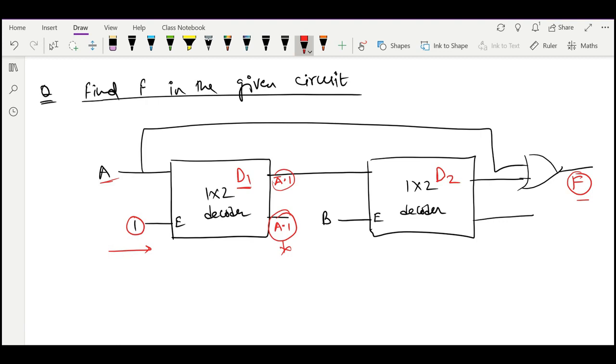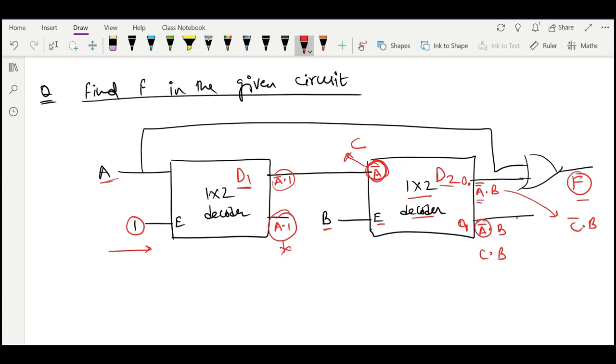Now this output becomes the input to this other decoder D2, and E is B here. So here there are another two outputs. Here it is A bar bar, because A bar is the input, and the bar for O0, so A bar bar dot B, and this is A bar dot B. Actually, let's call it C, so this is C bar dot B and this is C dot B. We have not introduced a bar in O1; we have written A bar as it is given in the input.